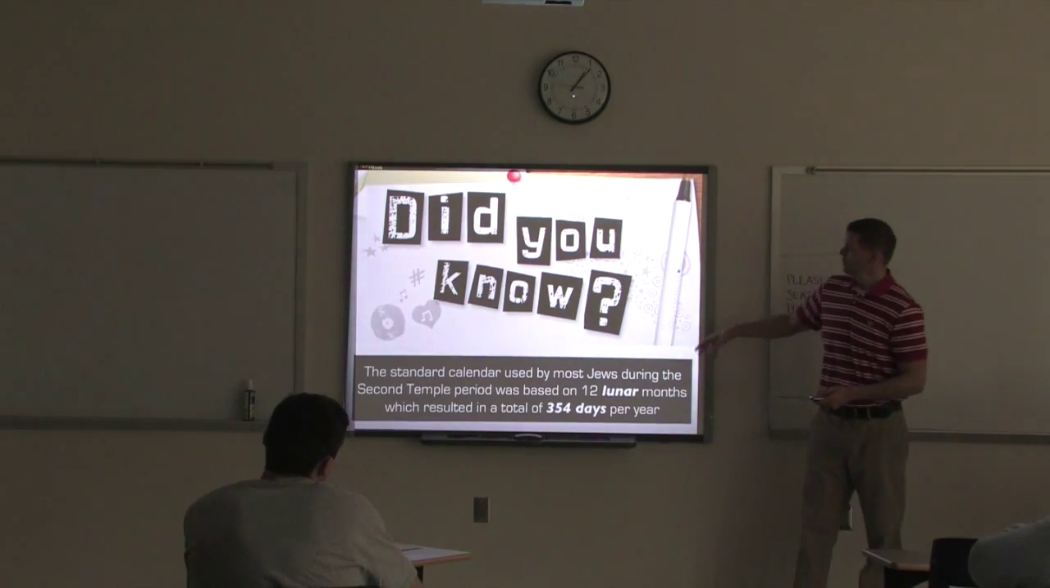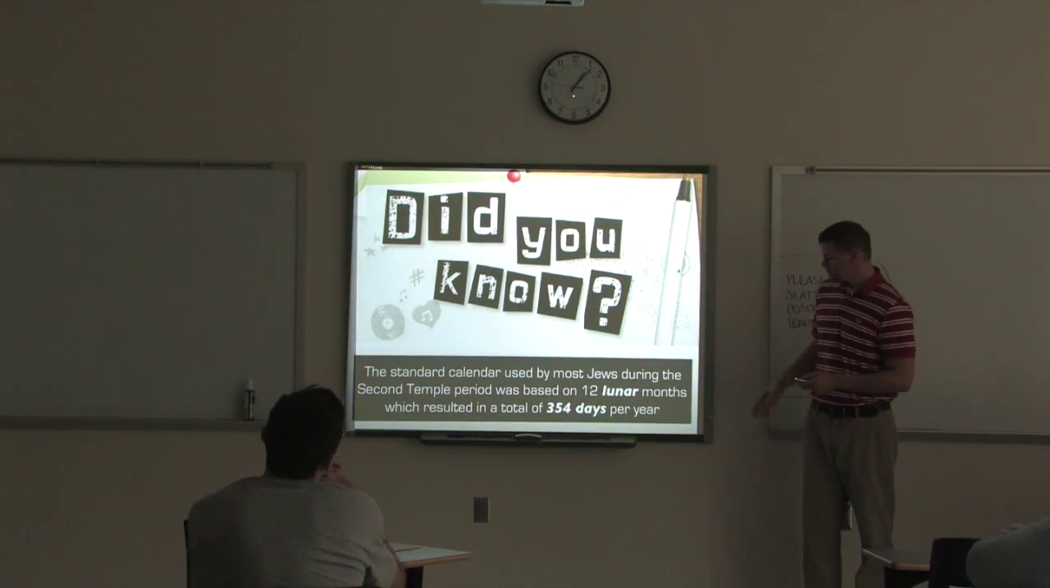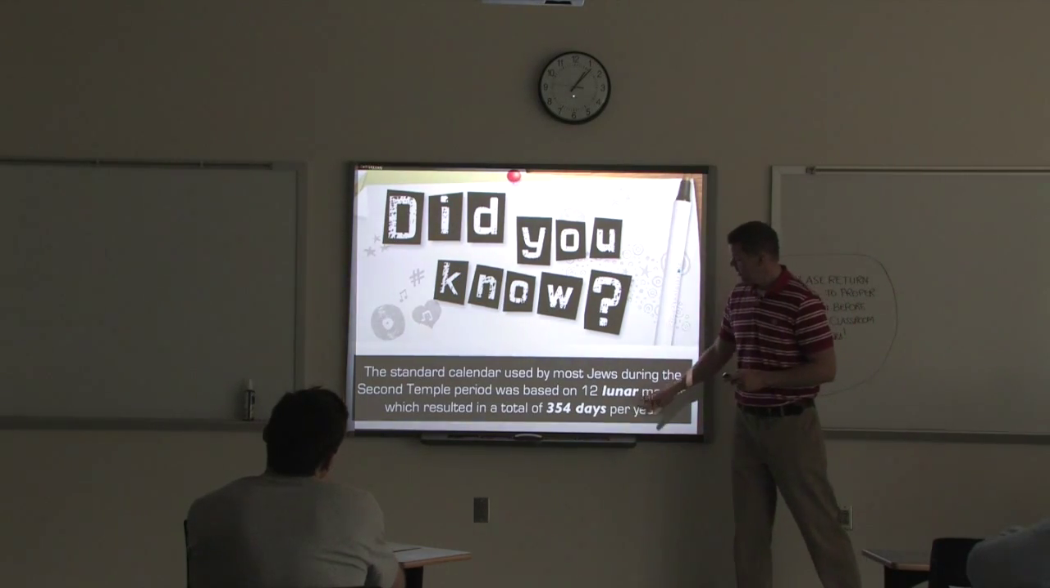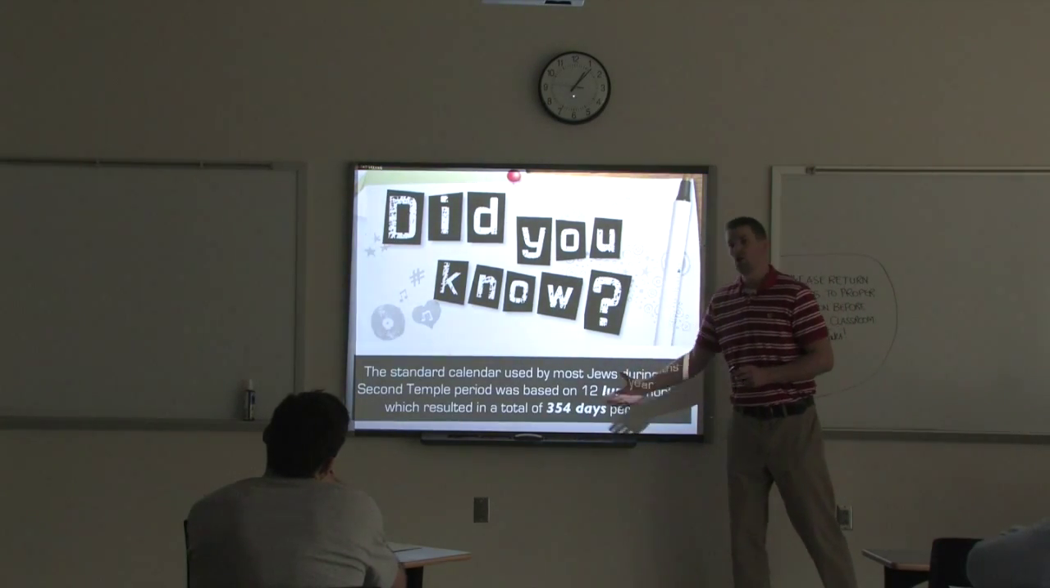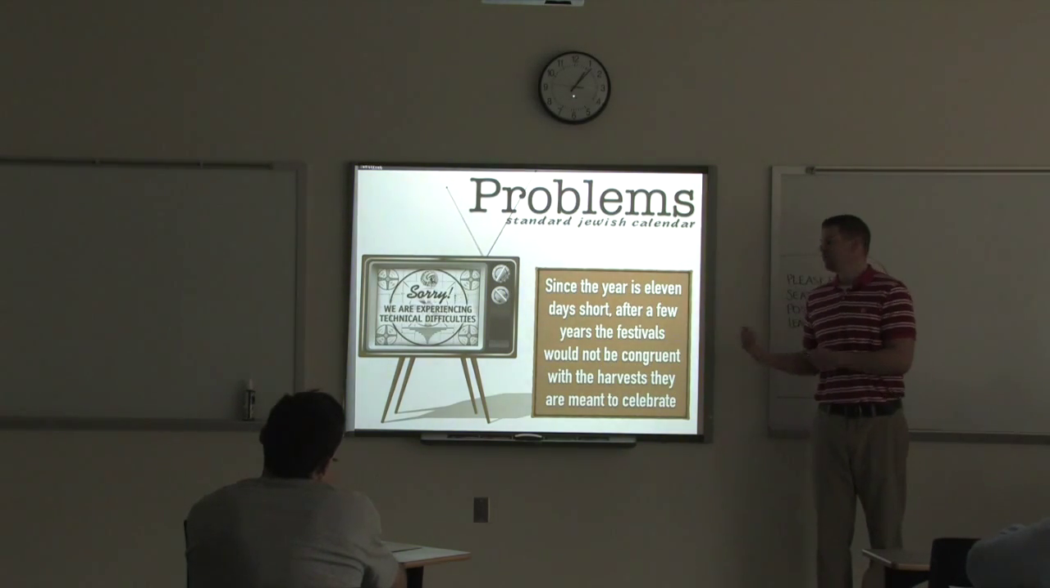Now, again, I mentioned to you that most Jews at this time held to a lunar calendar. So their calendar went by the moon. Their calendar had 12 months with 354 days total. The problem, though, is obviously that you're missing 11 days. So what do you do if you're missing 11 days in your calendar?